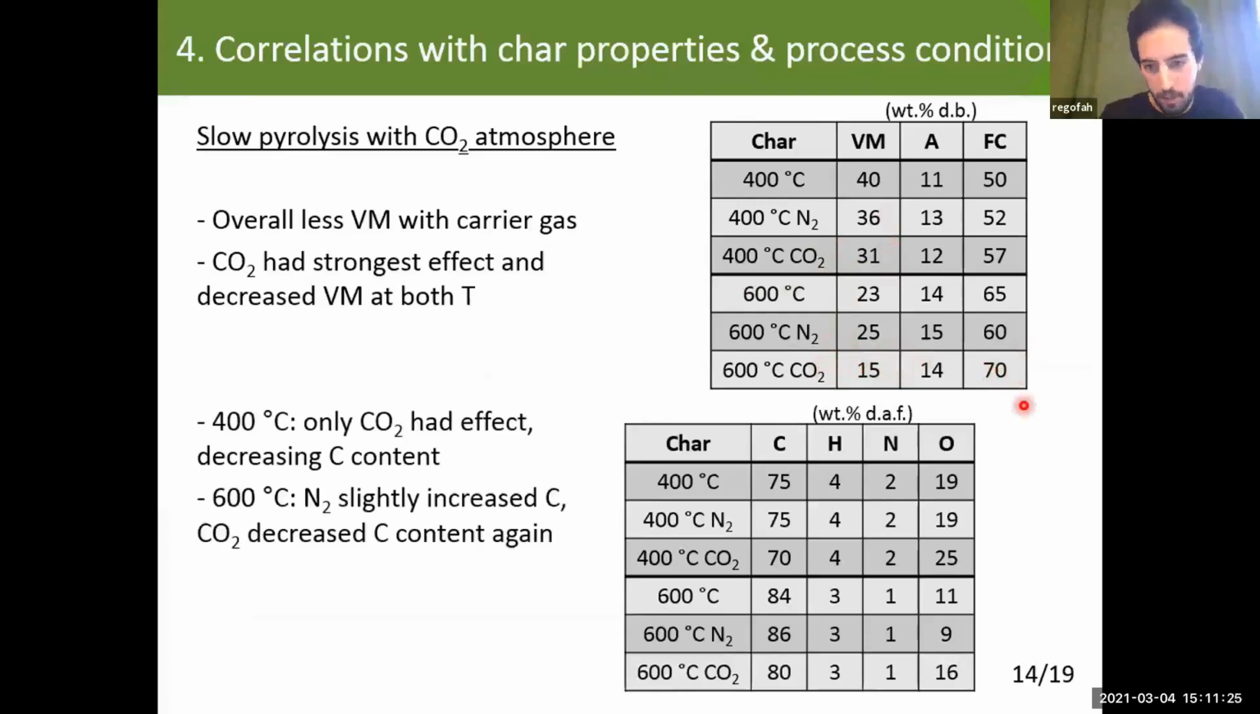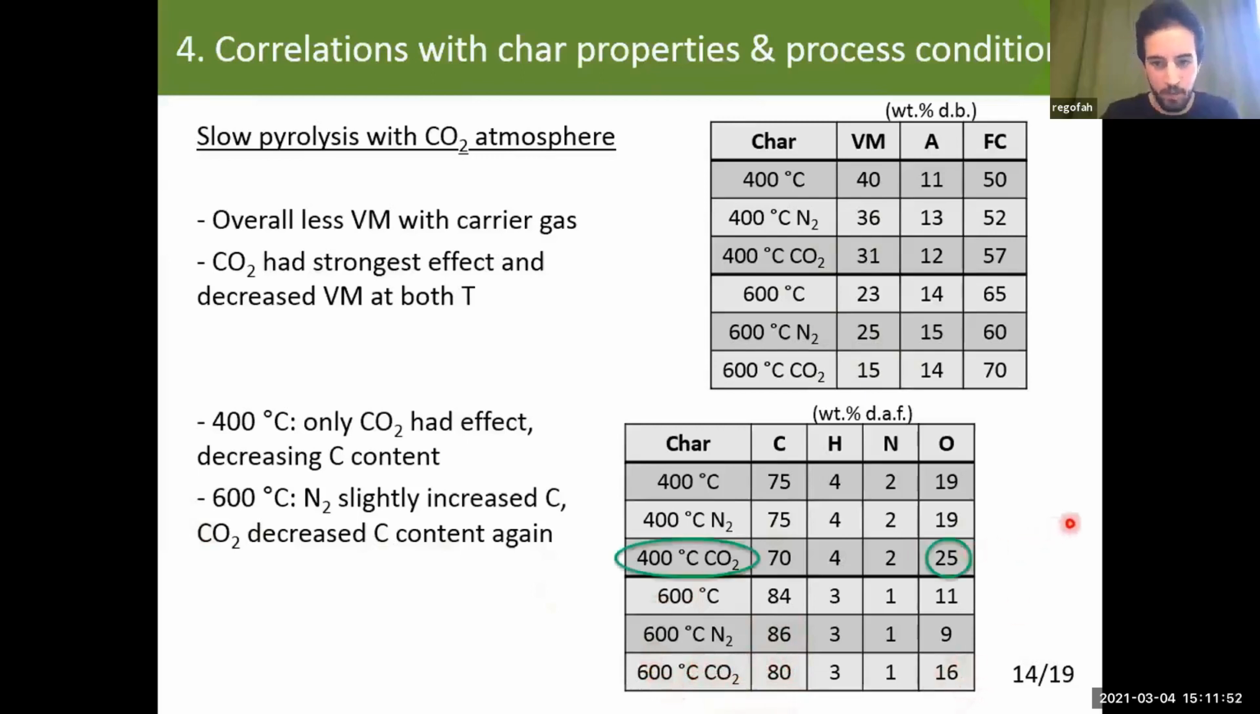Looking at the elemental distribution, at 400 degrees, only the CO2 had an effect in reducing the carbon and increasing the oxygen contents. And at 600, there was a slight increase in carbon content with the nitrogen, but the opposite for the CO2. So there is the same effect with the CO2 for both temperatures: a decrease in carbon and an increase in oxygen.